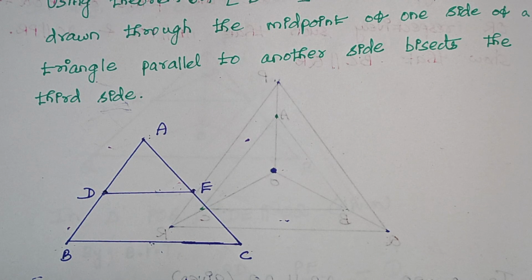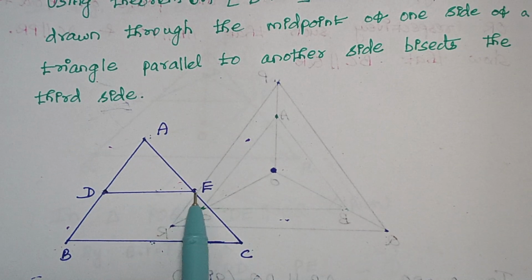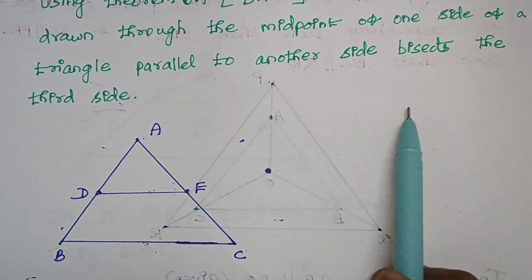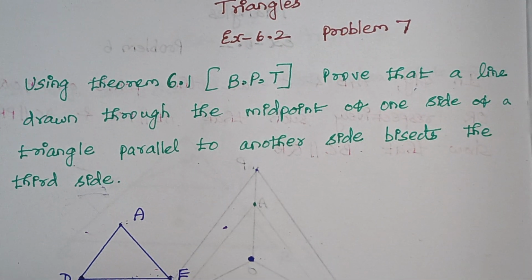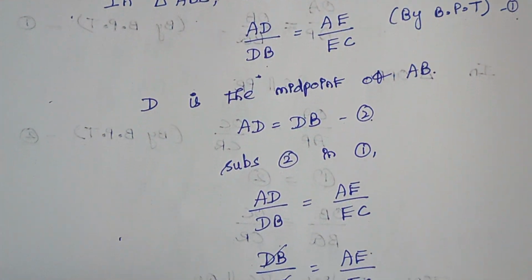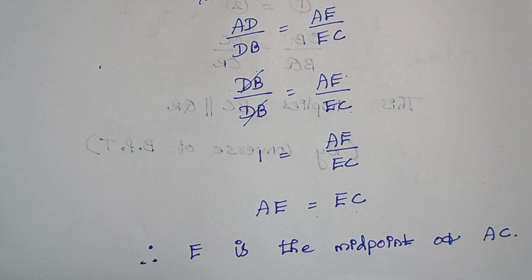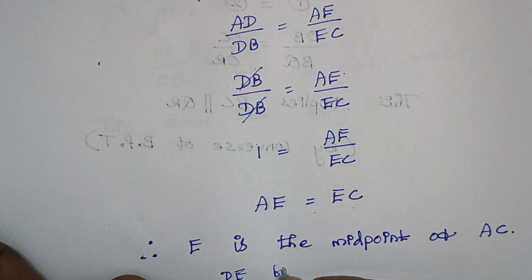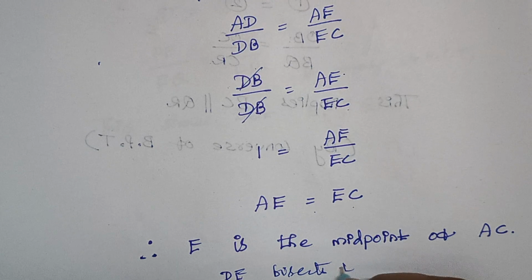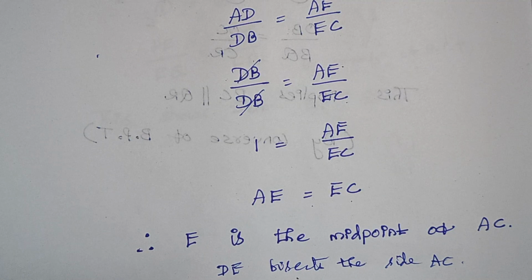So here what is the conclusion? AE is equal to EC. What does this mean? This line DE intersects the line AC at the point E. So finally we have proved that this line bisects the third side. You can write the statement AE is equal to EC. So this shows E is the midpoint of AC and the line DE bisects the side AC.